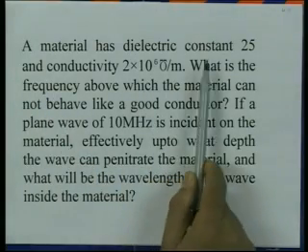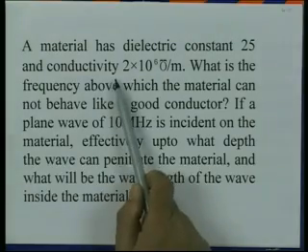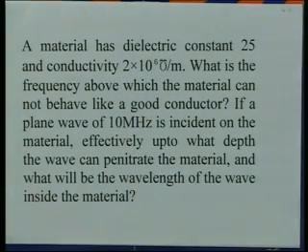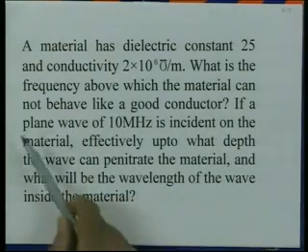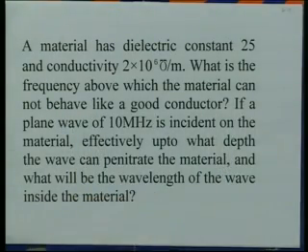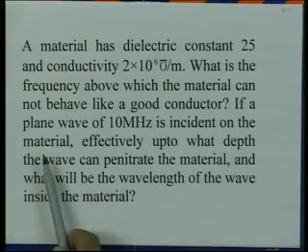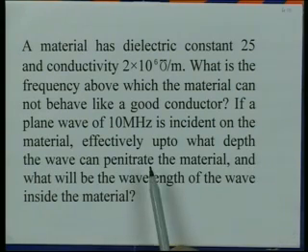A material has dielectric constant of 25 and conductivity of 2 into 10 to the power 6 mhos per meter. What is the frequency above which the material cannot behave like a good conductor? If a plane wave of 10 megahertz is incident on the material, effectively up to what depth the wave can penetrate the material, and what will be the wavelength of the wave inside the material.